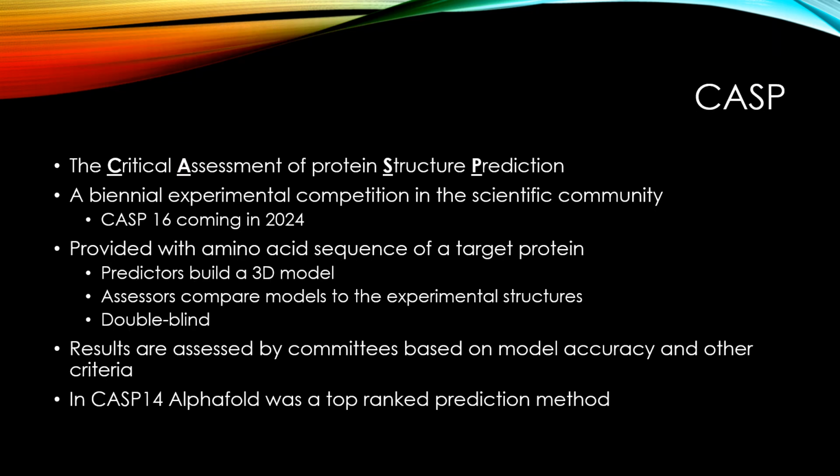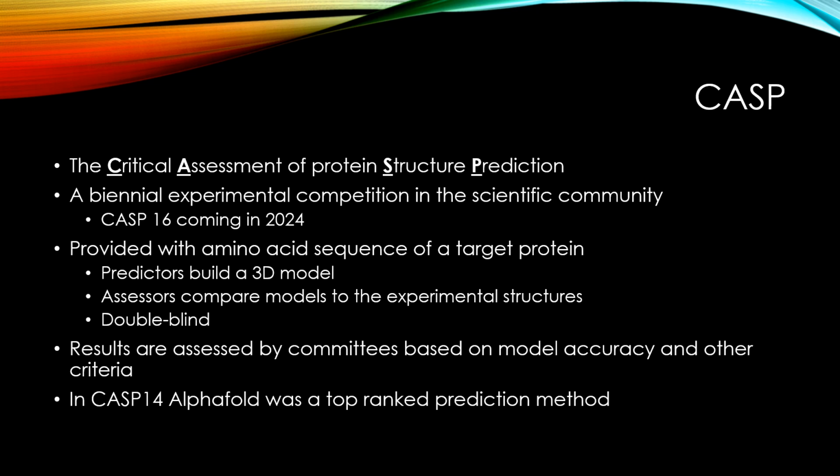So I can't talk about Alphafold without talking also about CASP. That stands for the Critical Assessment of Protein Structure Prediction. So this is basically a biennial experimental competition in the scientific community to look at different protein structures and prediction methods and how they compare to the actual experimental protein structures and each other's methods. The next one is going to be CASP 16, and it's coming up in 2024, so sometime next year.